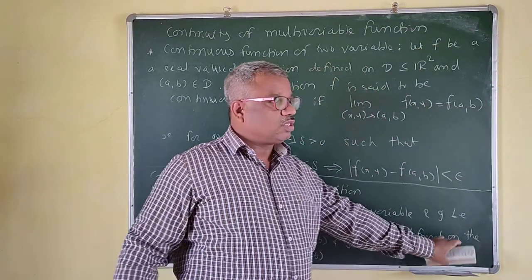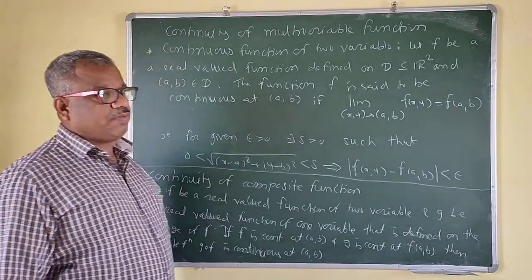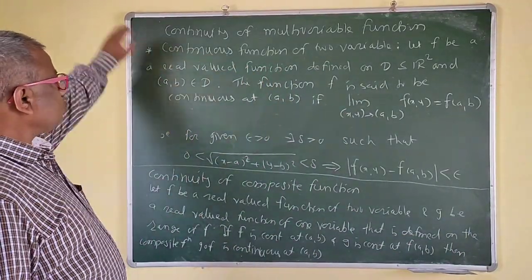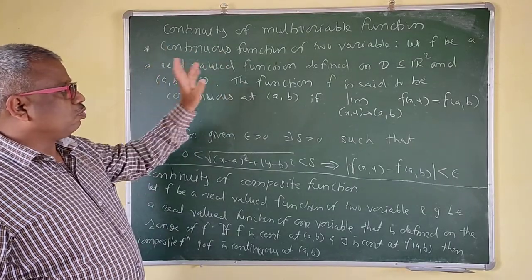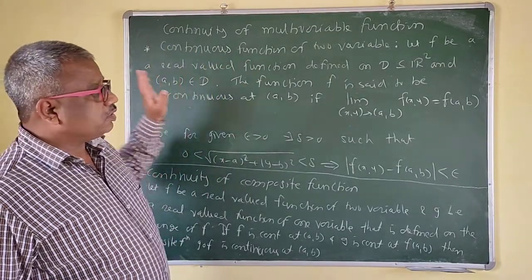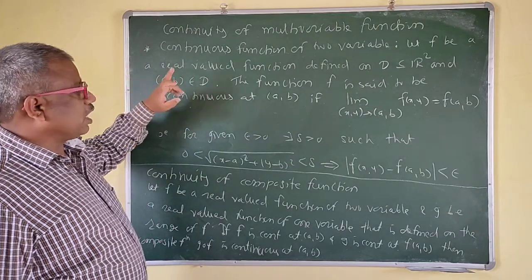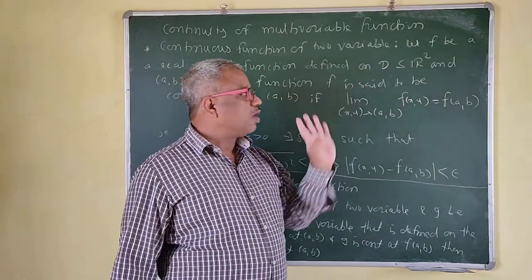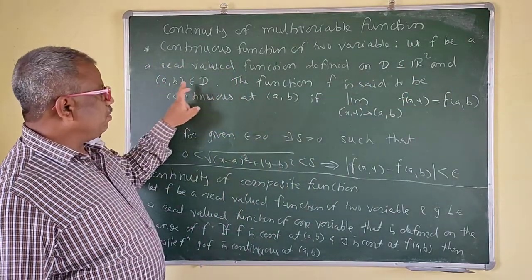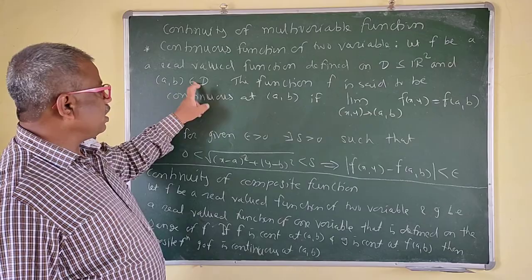Today we discuss the continuity of multivariable functions. First, we will see the continuity of a two-variable function. A function f is a real-valued function defined on D, which is a subset of R2, and (a, b) belongs to D. This point is in D.